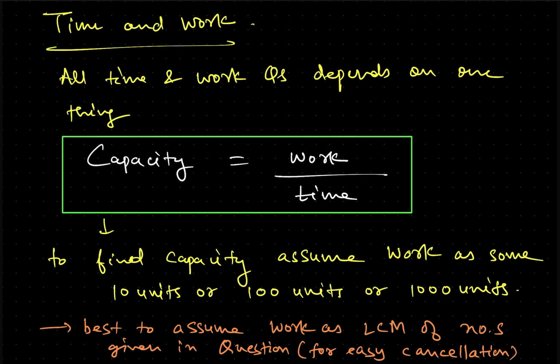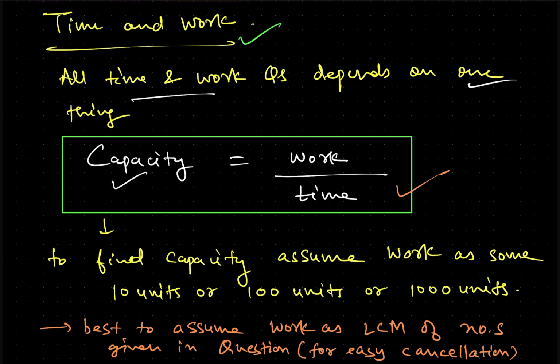Today let's see some questions on time and work. All time and work questions depend on one single thing, that is capacity. Capacity of doing work is work done divided by time taken. In most of the questions we will be finding the capacity, which makes solving easier.